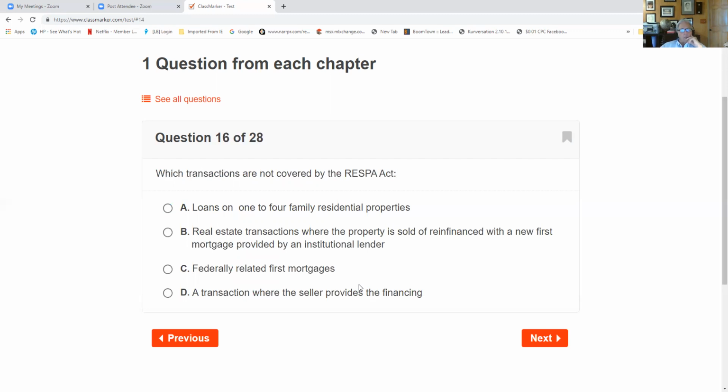This is federal laws affecting real estate. And this is one of the federal laws that affects real estate, which transactions are not covered by RESPA. So when they wrote the RESPA Act, which stands for Real Estate Settlement Procedures Act, what types of loans are not covered? And it's a transaction where the seller provides all the financing. That's one of the exceptions from the requirements of complying with the RESPA Act.